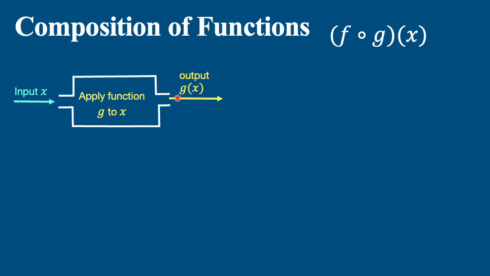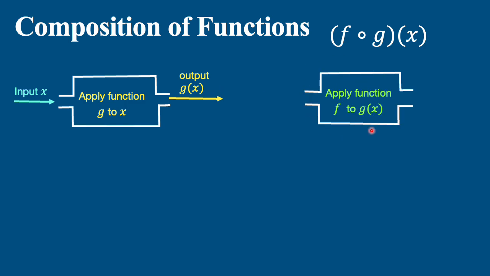of g of x. Now this output is going to be the input of another function. So we apply another function f to g of x. This time, the output of g of x is the input of function f, right? Then the input goes through the function f, and we have the output f of g of x. That's how you define the composite of two functions.